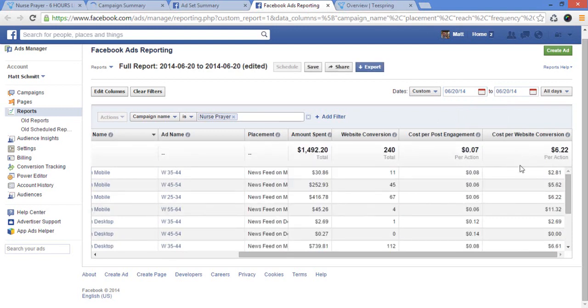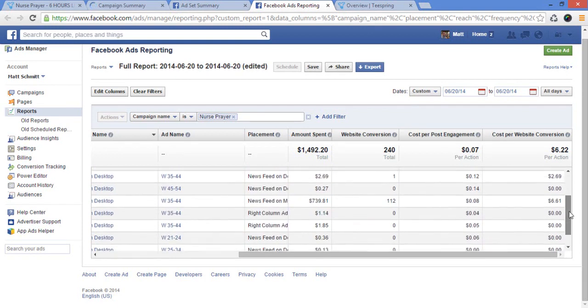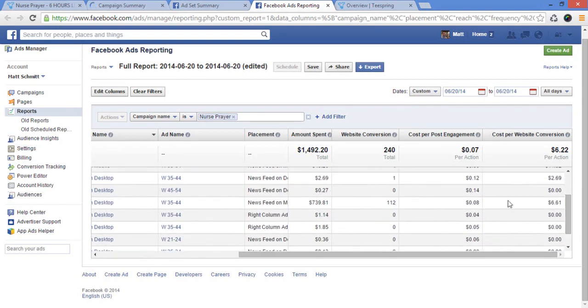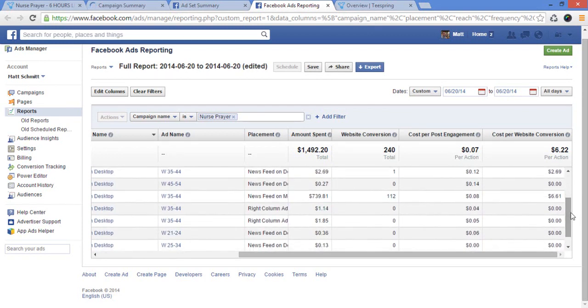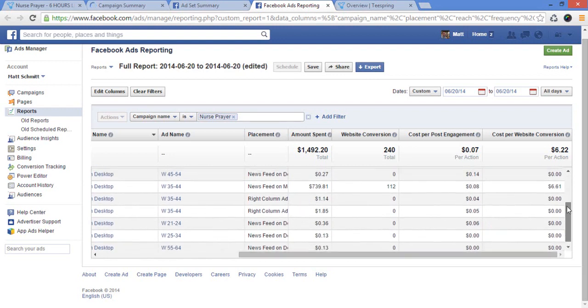You can see the cost per action is going up on both right now for engagement and conversion. Still not at a level though that I would kill. See, we have a 12 cent here, but we haven't spent that much on the ad. 14 cent, but nothing on the ad. And we'll continue.